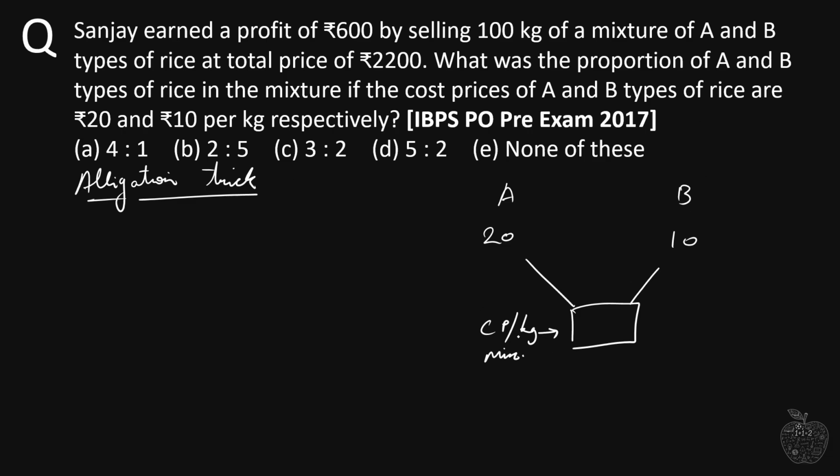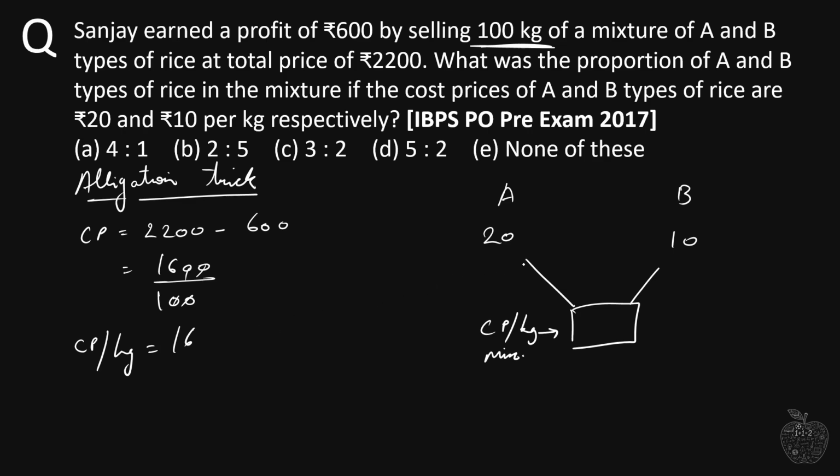So what will be the cost price here? We already know that cost price here will be selling price minus profit, and selling price here is 2200 minus profit 600. So the cost price that we get is 1600. But this 1600 is the cost price of the entire mixture of 100 kg. But we need cost price per kg. So what we do here is divide this value by 100, and we get the cost price per kg, which is 16 rupees.